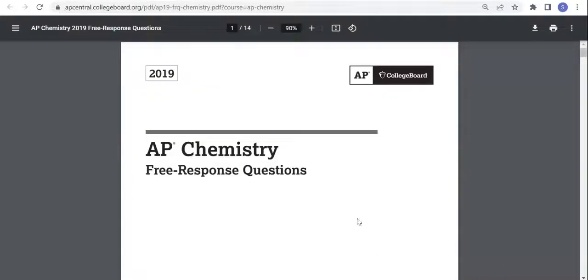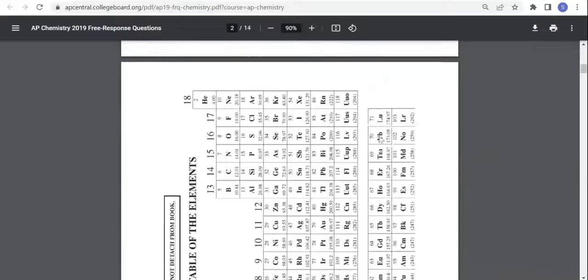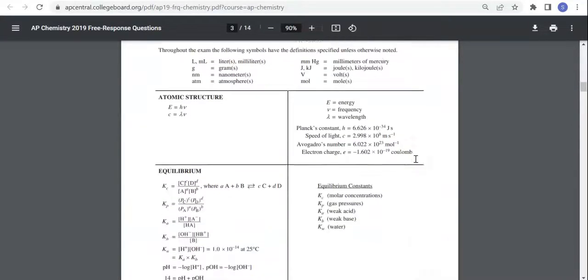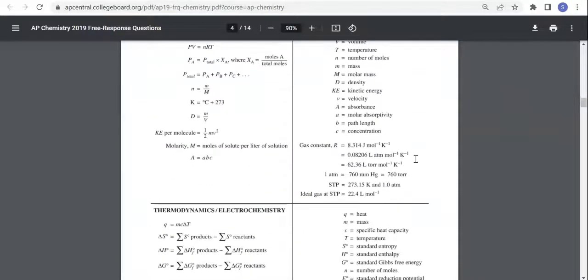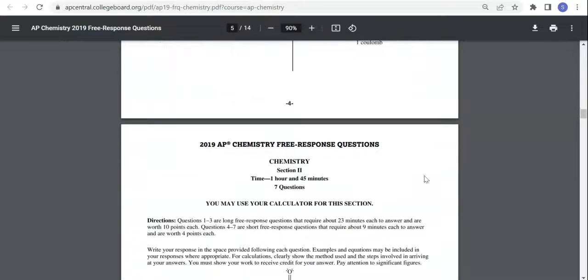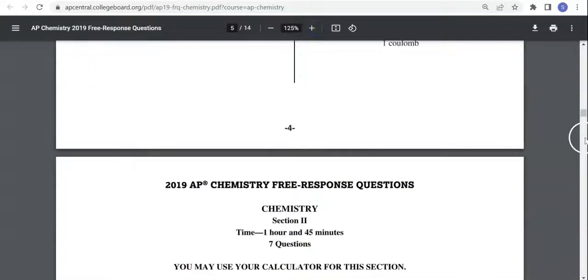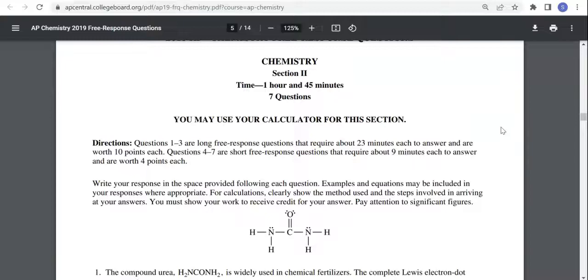Okay, so if we click here, this is the 2019 FRQ, and we see that they give us a periodic table and a formula sheet, the same that you'll get on the multiple choice section. But the difference is we can use a calculator, and we will want to use a calculator for the free response section. I talked about this in my video about the AP exam composition, but it states it here as well. So there are 7 questions in the FRQ section, and you have 1 hour and 45 minutes to do them all.